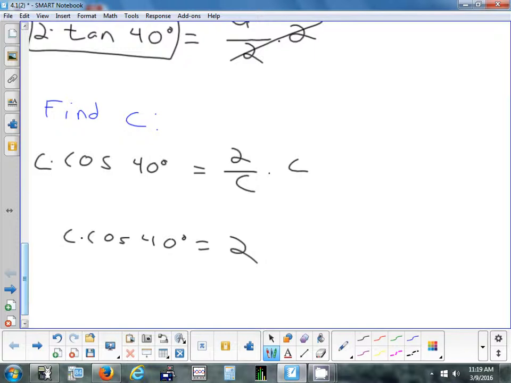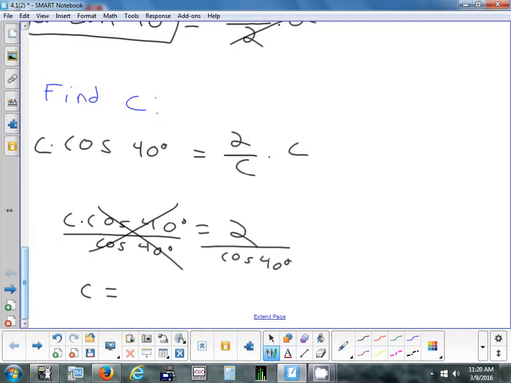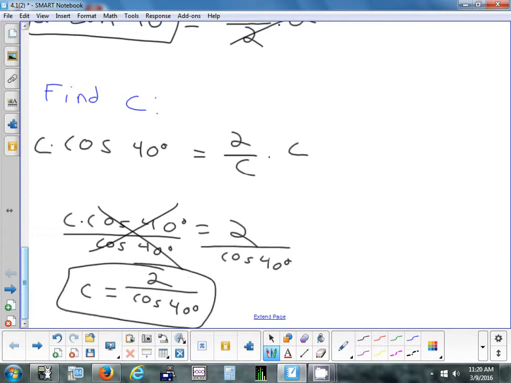But now I want to put cosine 40 on the other side. So Emily, how would I move cosine 40 to the other side? We would only subtract here if this was a plus sign. Divide. Yeah, we want to divide. Okay, good. Divide by cosine 40. So we get c equals 2 divided by cosine 40. Okay, and now we'll type that in.